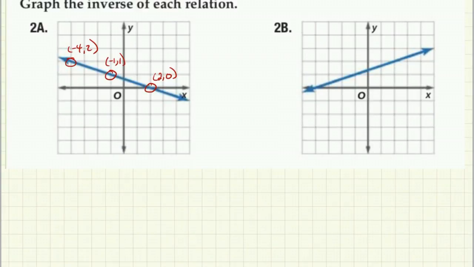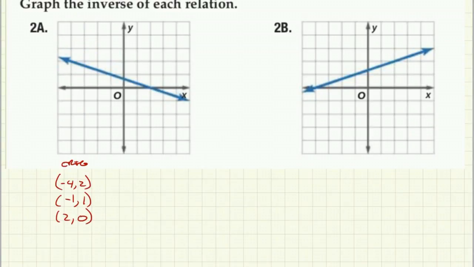So I'm going to write these down here. This is the original, and these are some of the points: (-4, 2), (-1, 1), and (2, 0). Good so far. I'm going to just erase these points because we're going to use the same graph in a moment. Now the next thing I'm going to do is figure out the inverse relation for these points. So I have the original over here, and then I have the inverse over here.